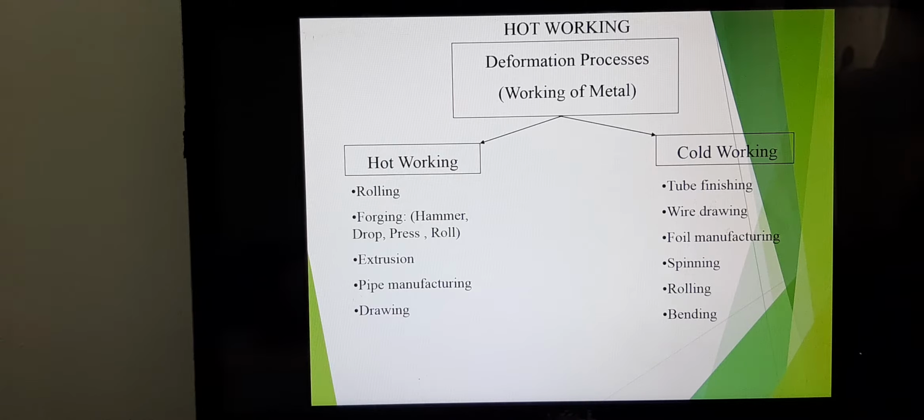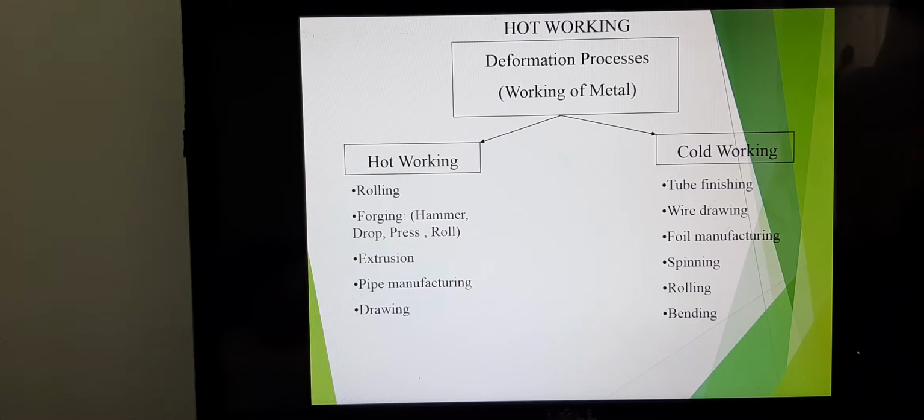Okay, so examples of hot working are rolling, forging, which involves hammer, drop, press and roll forging, extrusion, pipe manufacturing, drawing, whereas cold working involves tube finishing, wire drawing, foil manufacturing, spinning, rolling and bending. First of all, I would like to explain solely hot working, and then I will move on to cold working again. So now, what is hot working?